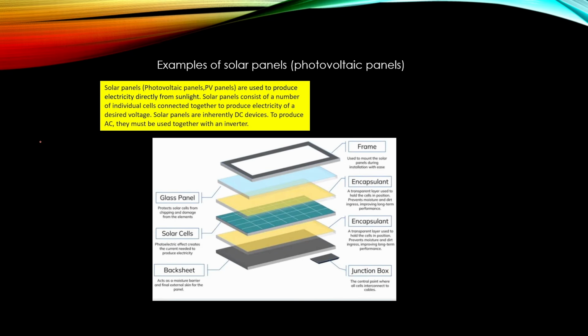Solar panels are used to produce electricity directly from sunlight. A typical solar panel consists of a frame, glass panel and solar cells which are located in encapsulant to keep them in a fixed position, and then we have also some kind of a back sheet. Typically there are a number of solar cells connected together.